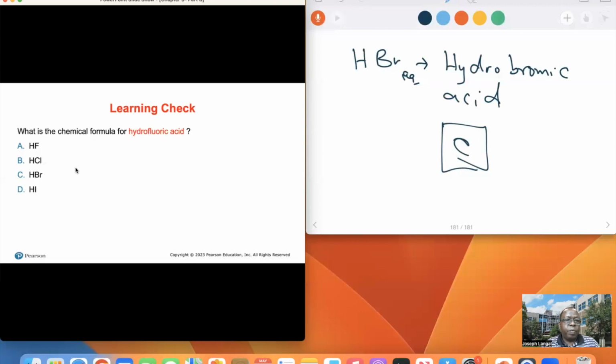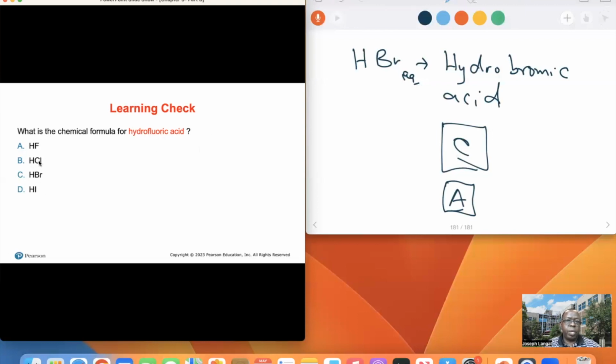You can be given the chemical name and you are asked to write the formula. What is the chemical formula for hydrofluoric acid? The correct answer is A for that.